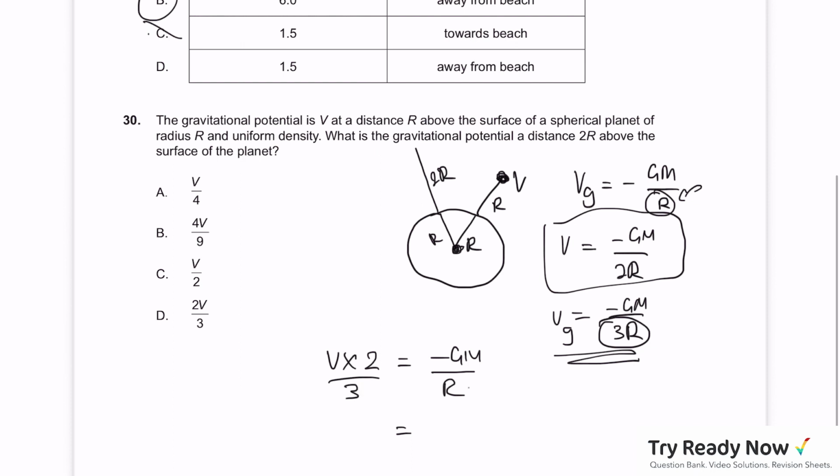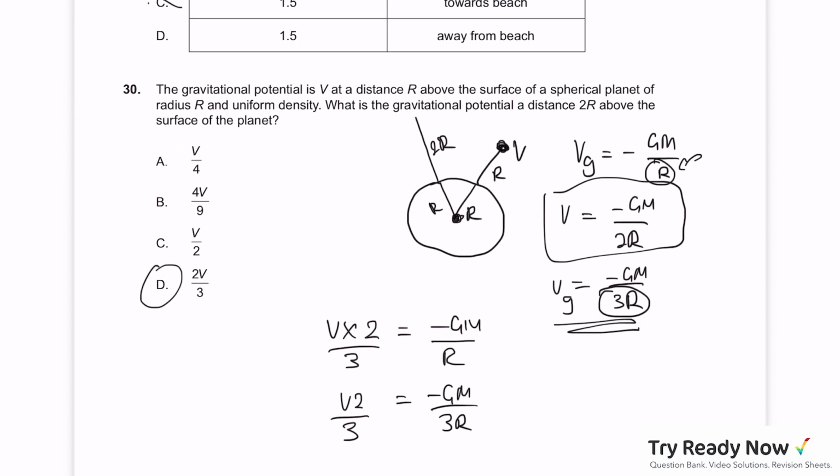So V2 divided by 3 is minus GM over 3R, which works out to be our answer, which is option D.